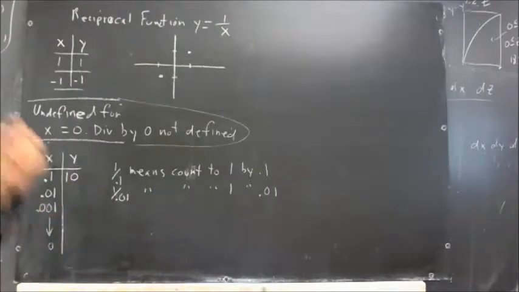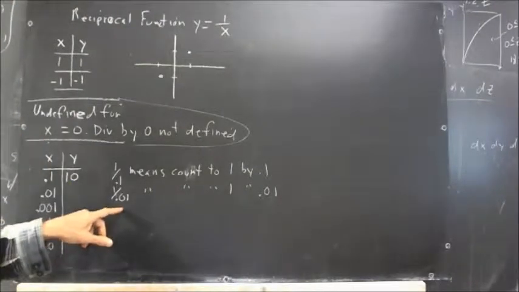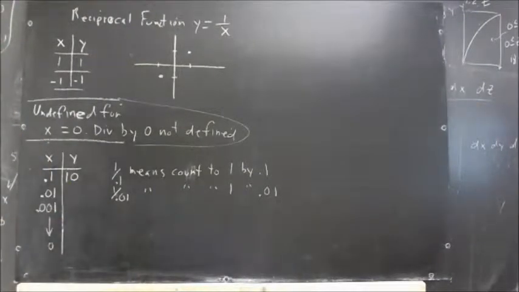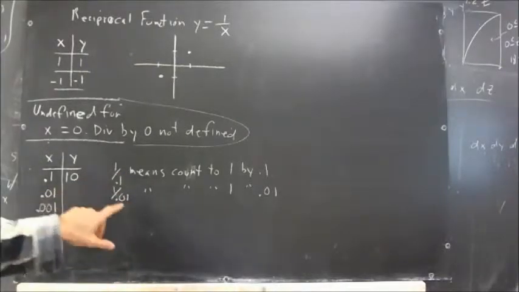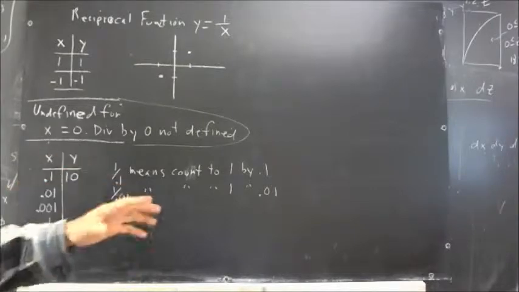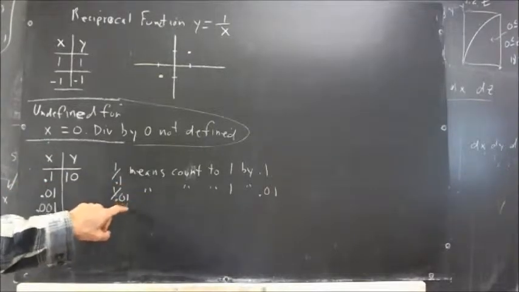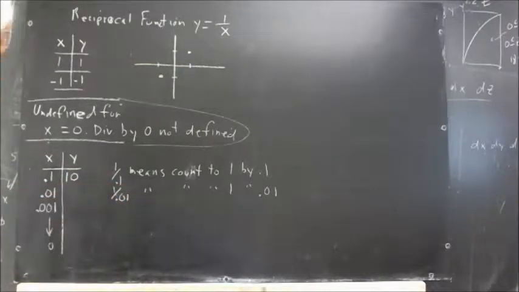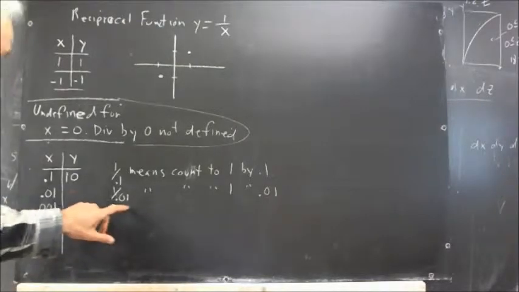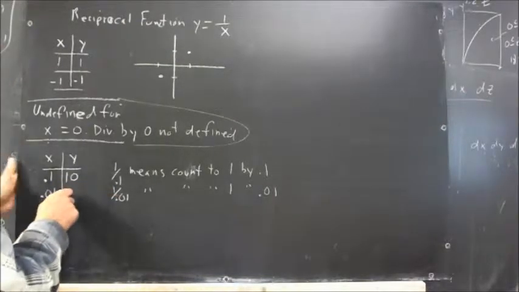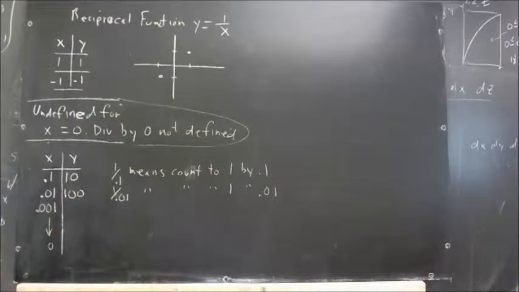1 divided by 0.01 turns out to be what? You should be able to figure this out. Let's pause and think about it for a minute, see if you get it right. 1 divided by 0.01 is 100, because you have to count 100 0.01s to get 1. Also the number of pennies in a dollar. Okay, so that would be 100.